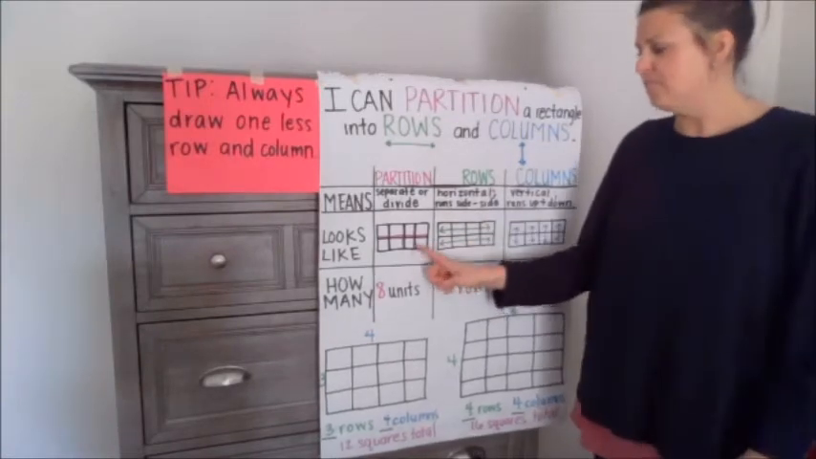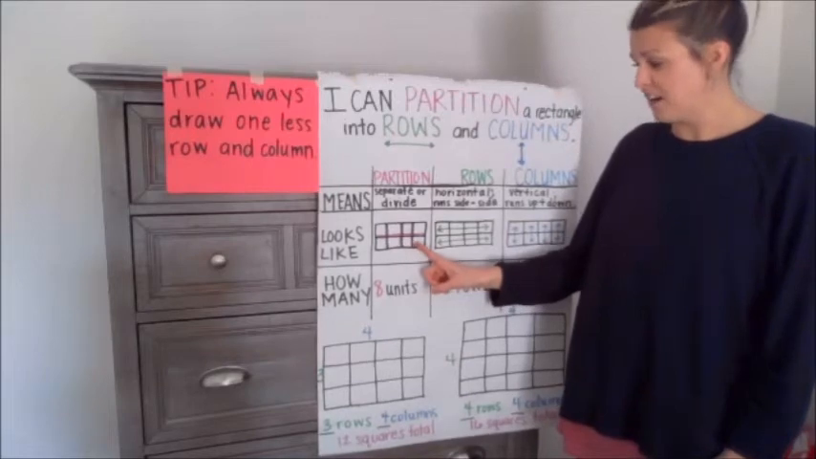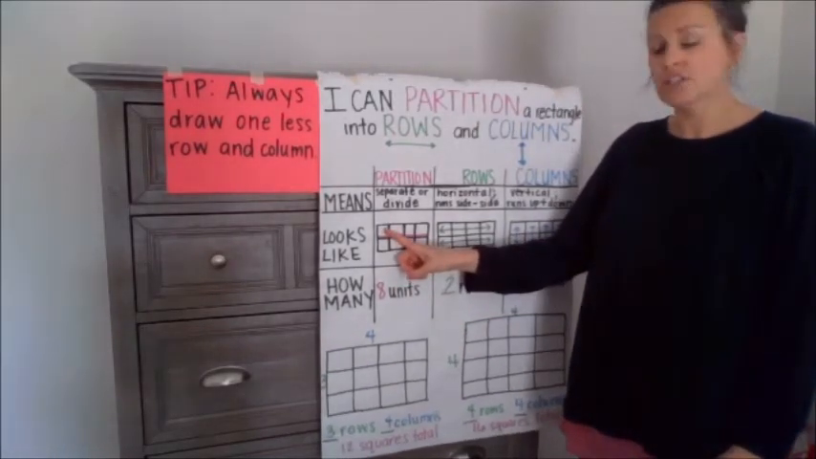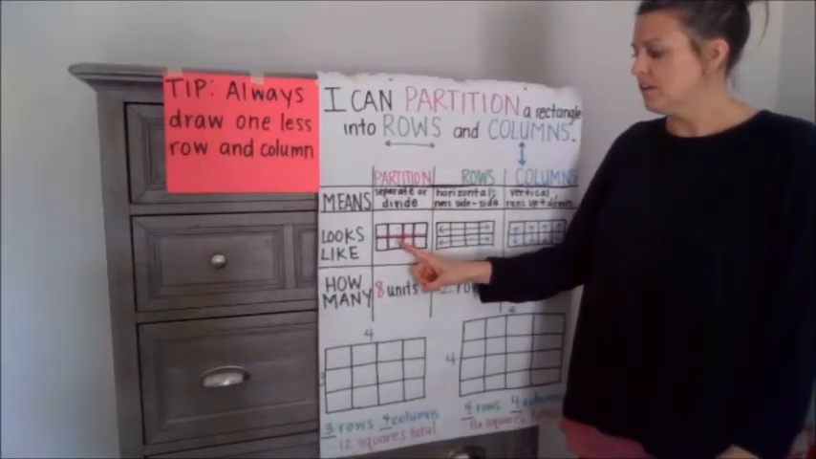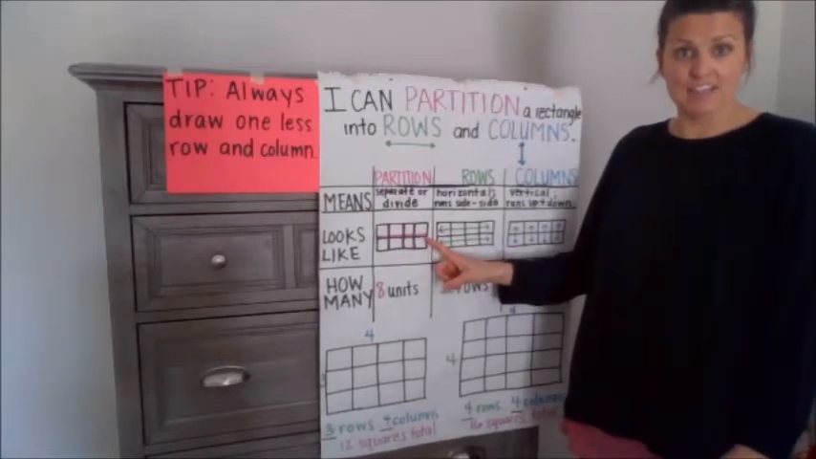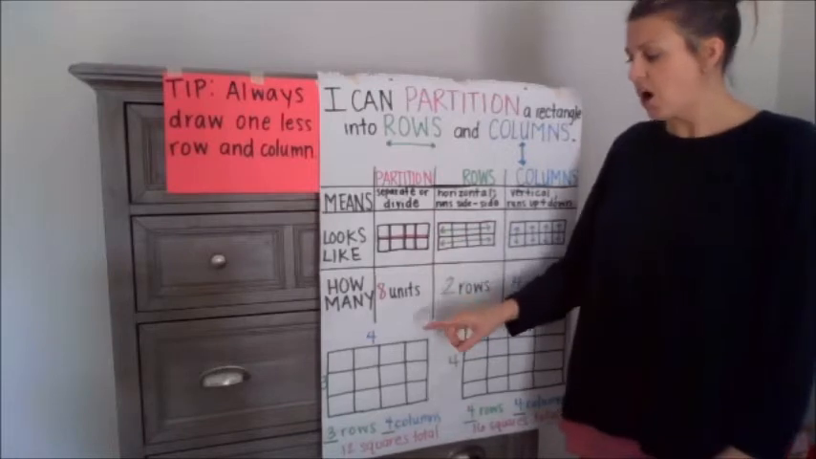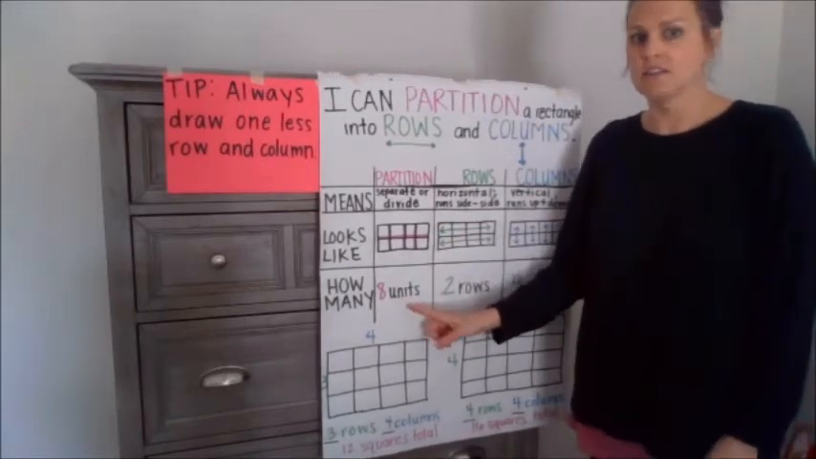So let's take a closer look at what that looks like in a rectangle. On my anchor chart, I've got my partitioned rectangle in rows and columns here, and I have made a total of 8 units. So if I count my equal squares, I have 1, 2, 3, 4, 5, 6, 7, 8. So this rectangle has been totally partitioned into rows and columns, and it makes 8 total units.